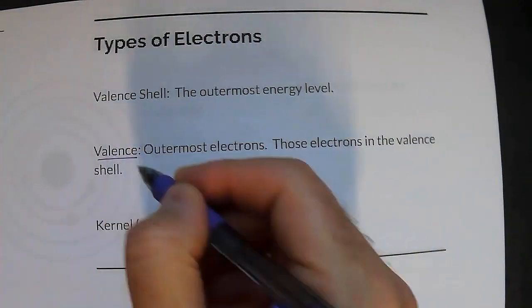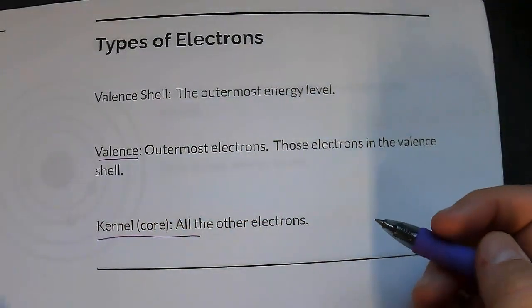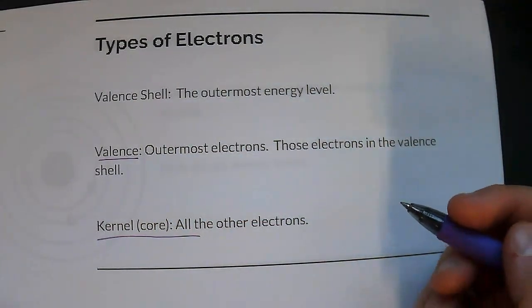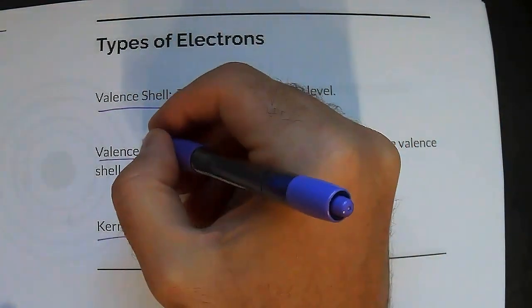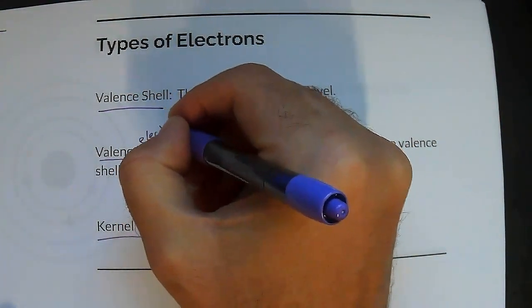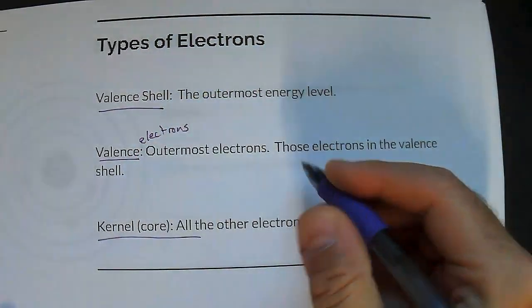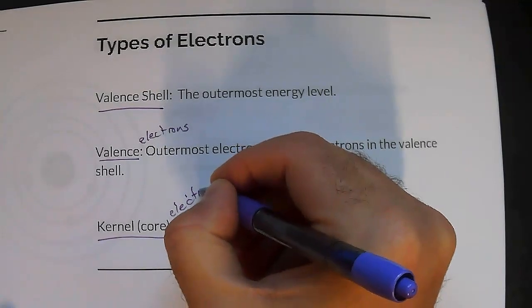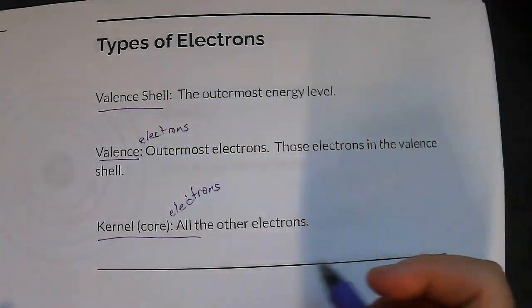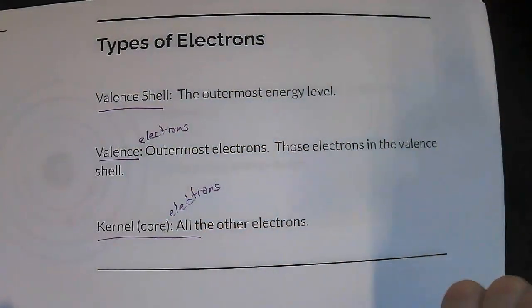I think I made a typo, not a typo, I just left something out. So take a minute and write this down, but before you do, this should say valence electron, or electrons, and this should say kernel or core electrons. And then we have three things.